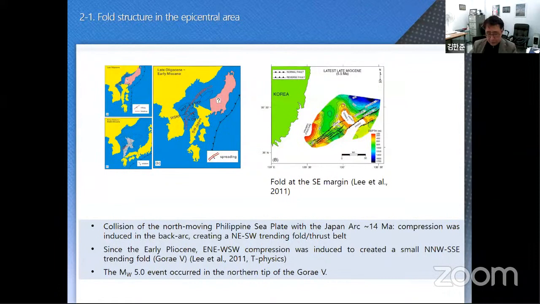The stress in the back arc changed to east-northeast and west-southwest compression in the Pliocene that created a small anticline trending northwest to southeast here, as you can see. The magnitude 5 earthquake occurred in the northern tip of this small anticline.